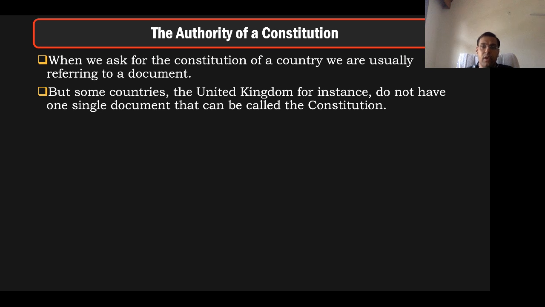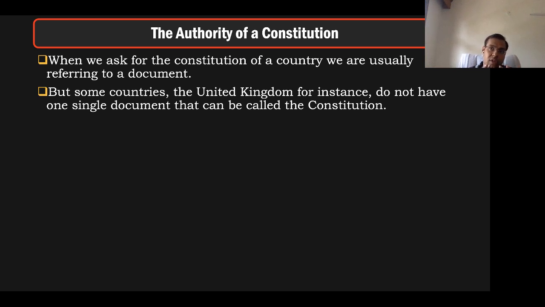But some countries, the UK for instance, do not have one single document that can be called the Constitution. What is interesting about the UK is that they don't have a written constitution. They cannot say that this is our constitution. We can say that this document is our constitution, with provisions stated in articles and parts and schedules, constitutional bodies and whatnot. But that is not the case with Great Britain. Great Britain functions in a manner where it has all the laws and they borrow from those laws, which they call the Constitution.